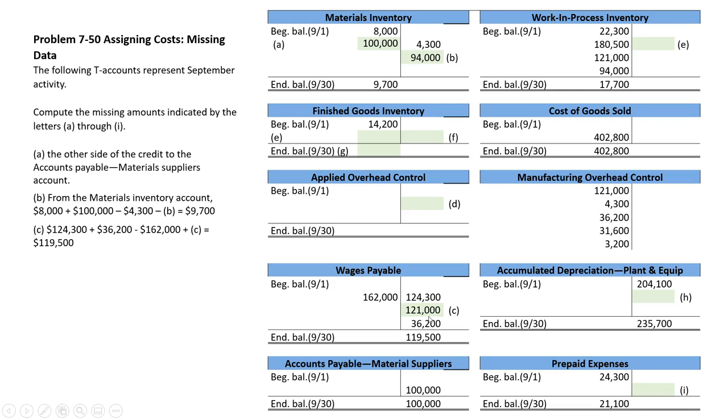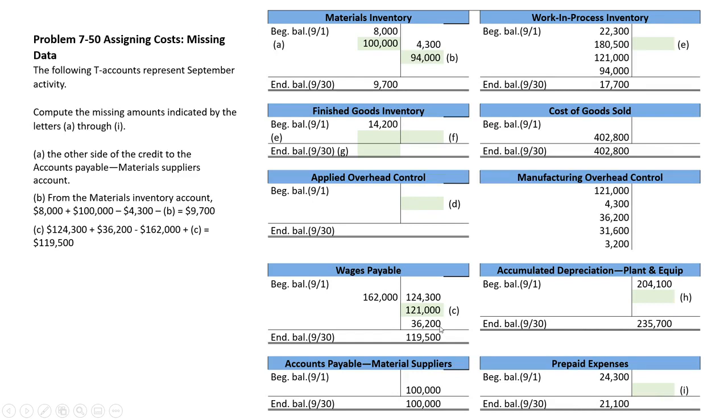Again, I can think through what might have been some reasons for credit. Well, I might credit this account for salaries and wages related to sales and general administrative, and maybe that's the 124,300, but I also might credit this account for direct labor. And we can see this 121,000 here also agrees with the debit to work in process inventory. So that tells us that more than likely was direct labor.